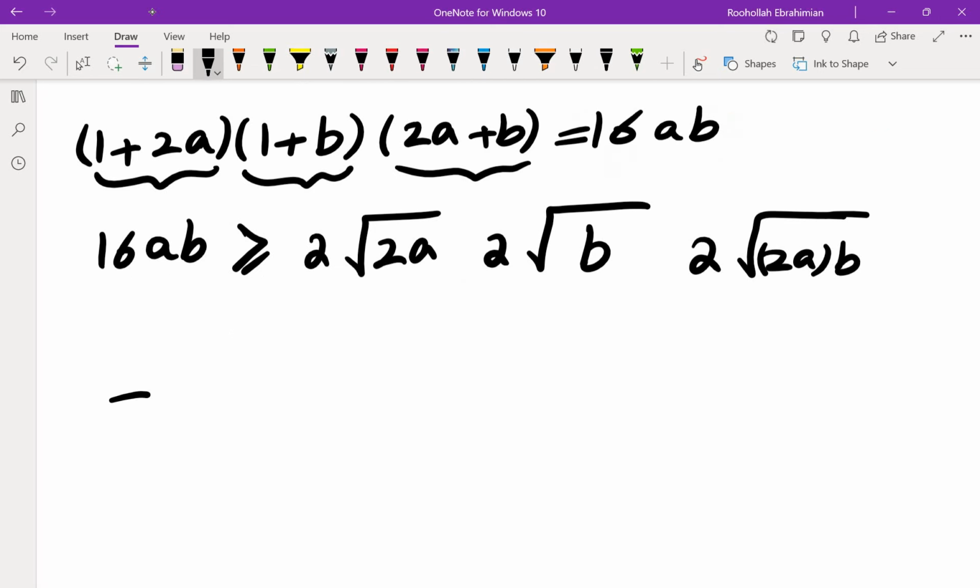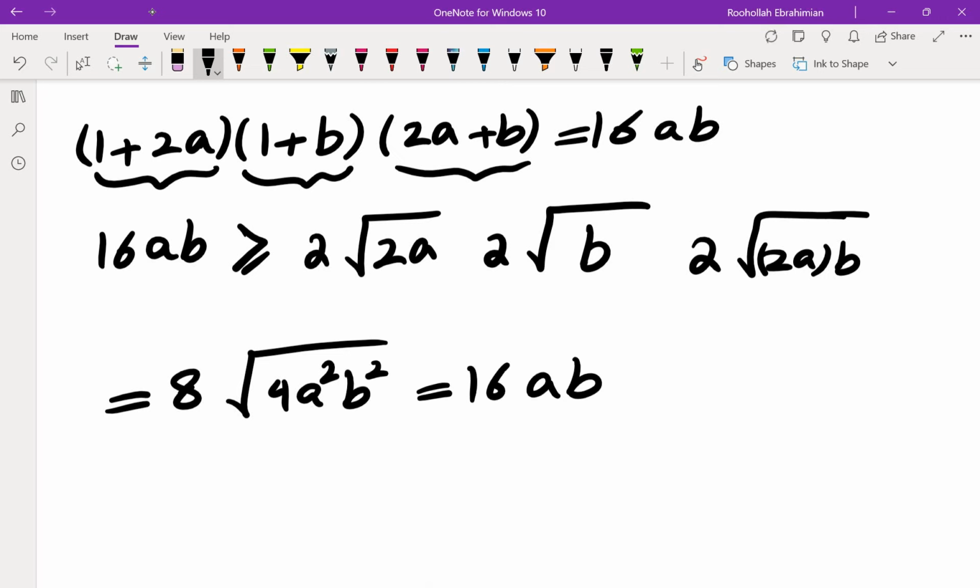Let's simplify this to see what we get. We have 2 times 2 times 2, that's 8, times the square root of 2a times 2a, that's 4a squared, and then we have b squared. And this is in fact 16ab. So interestingly, the equality happens.